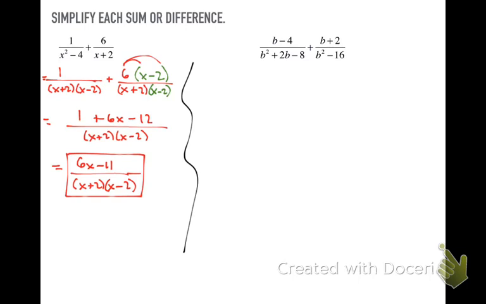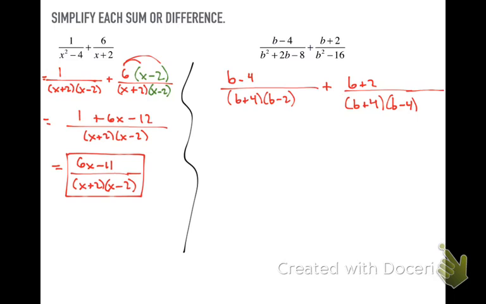We'll factor first. Lots of factoring to be done here. b squared plus 2b minus 8 factors into b plus 4 times b minus 2, leaving myself a lot of room to create that common denominator. B squared minus 16 factors into a difference of squares again, b plus 4, b minus 4. Now if you look at what our denominators already have in common, they have a b plus 4. That's set in place. But this one has a b minus 2 that this one doesn't. This one has a b minus 4 that this one doesn't.